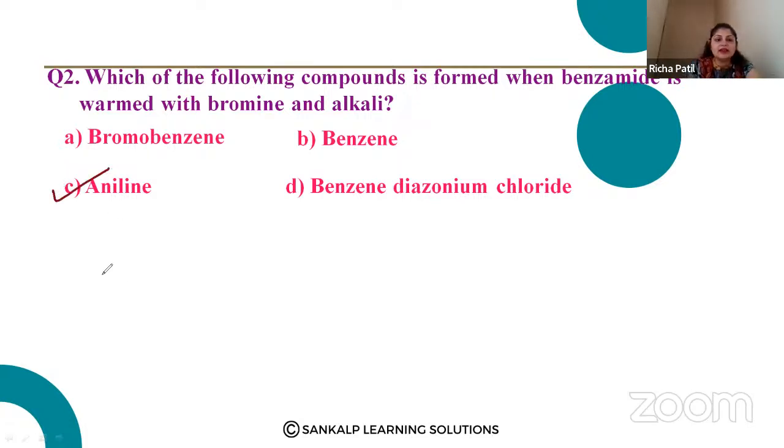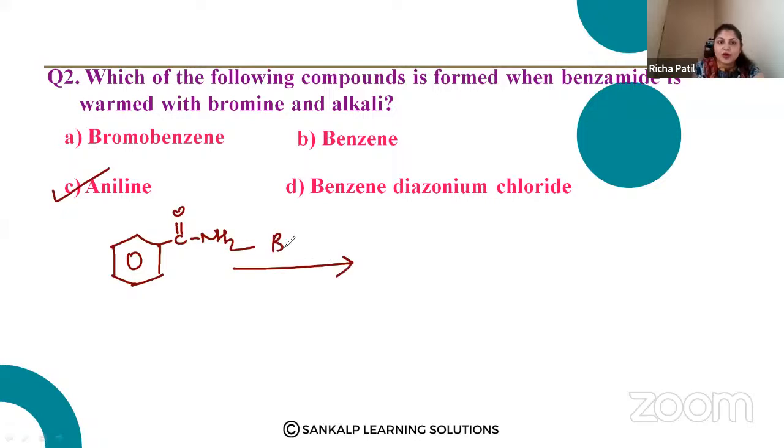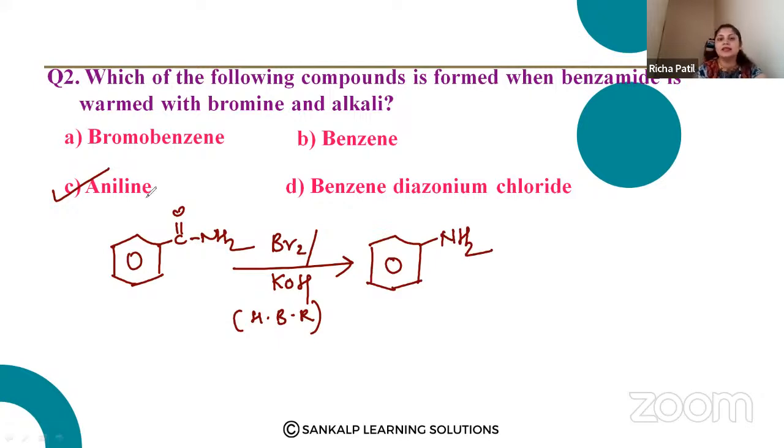So how is it C? We'll see the answer. Benzamide is written as benzene attached to C double bond O, NH2. This is the amide group. Benzamide is treated with bromine in the presence of KOH. This is the Hoffman bromamide reaction. One carbon atom will be less, so it will be NH2. Then the answer is aniline. Understood?